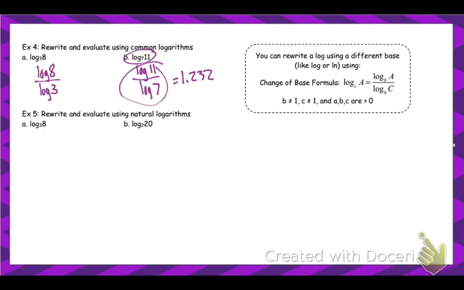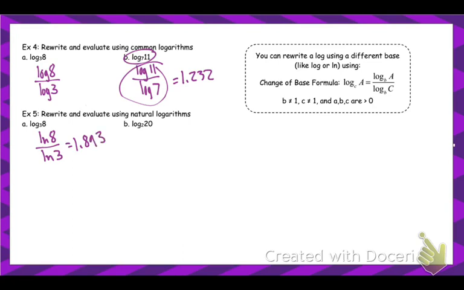So let's just go ahead and use natural log. I could rewrite this as ln 8 over ln 3. And I'm still going to get the same decimal, which is 1.893.